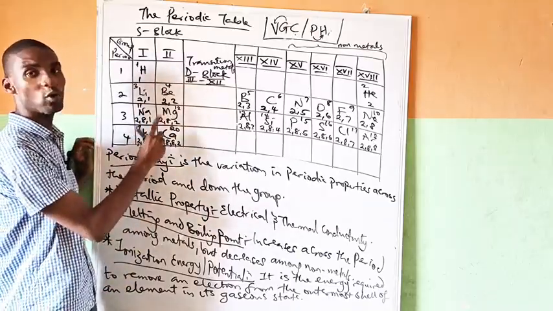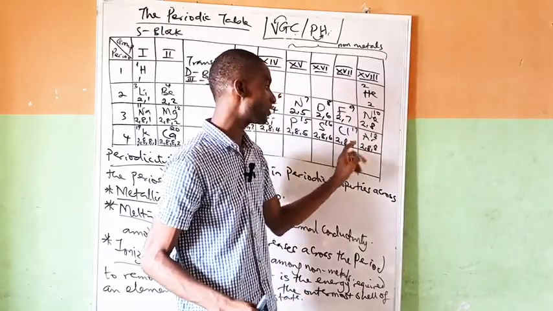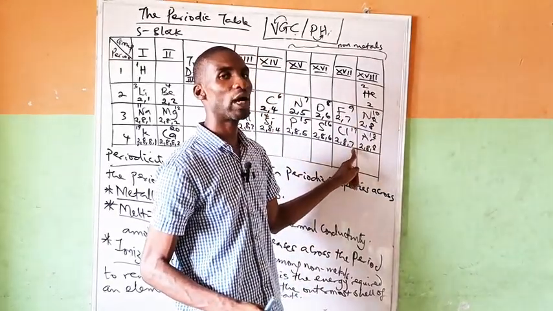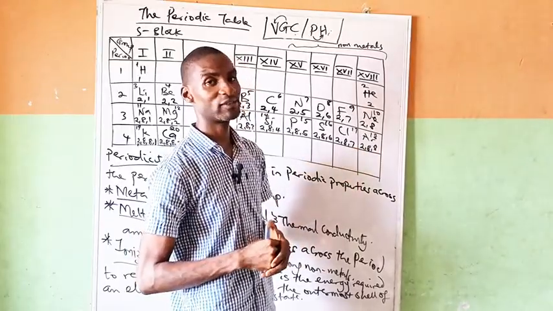So this guy will give away 1 and it will have 8 in the outermost shell. But when you come here to non-metals, this guy has 7 in the outermost shell. Needs 1, just 1 to have 8, octet valency. So what is it going to do?